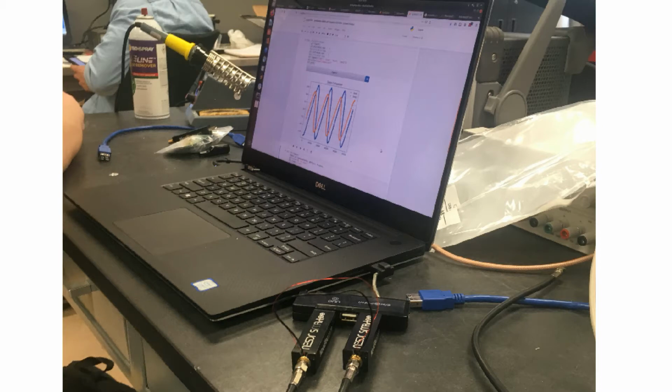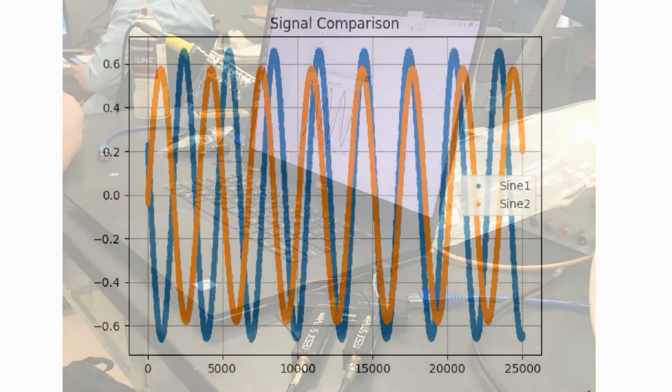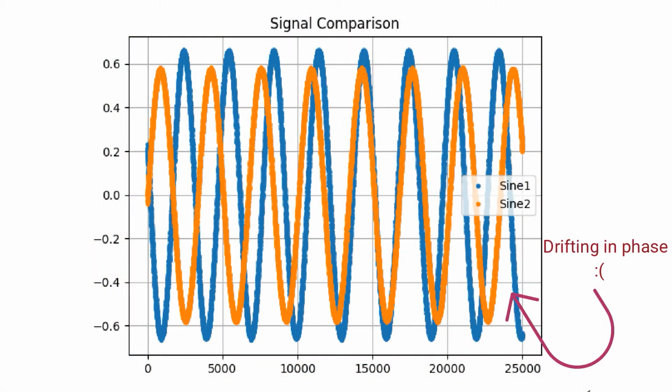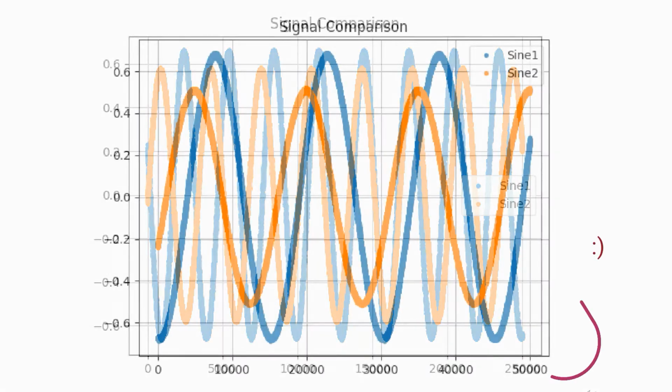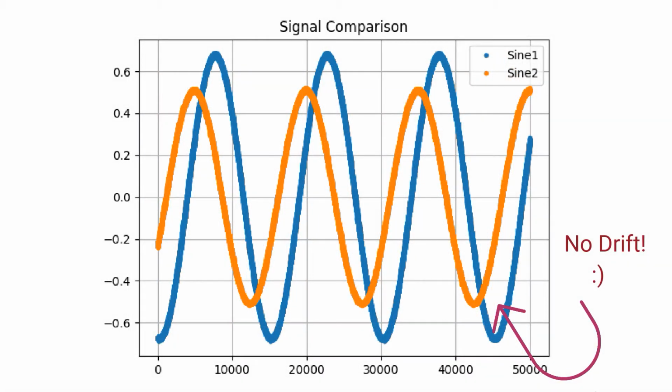Initial results proved very promising. We sent a sine wave into two SDRs that did not share a clock and two SDRs that did share a clock, and we found that drift was effectively eliminated.